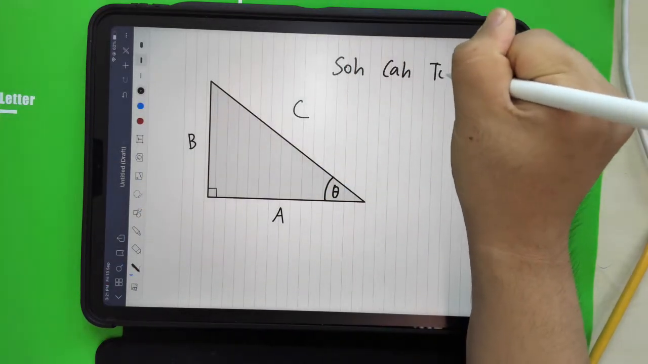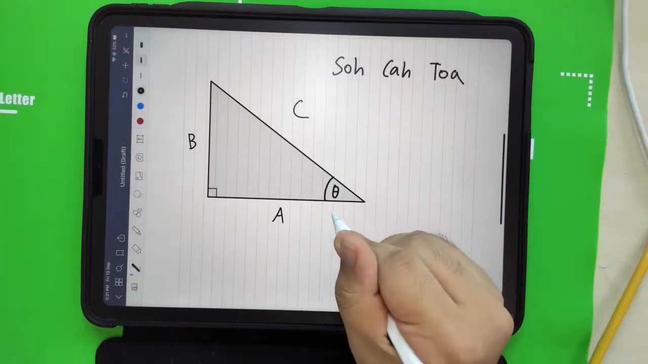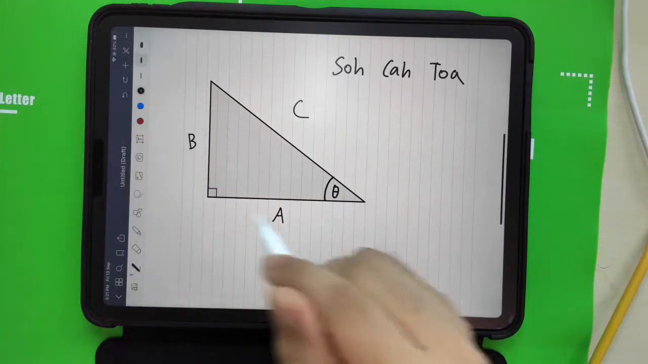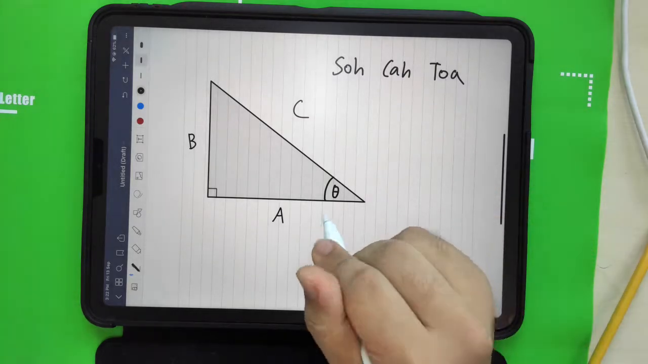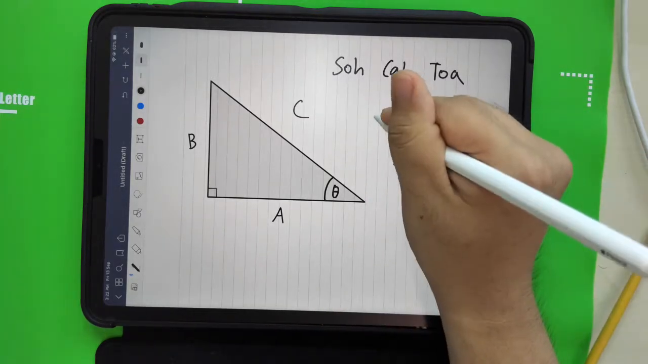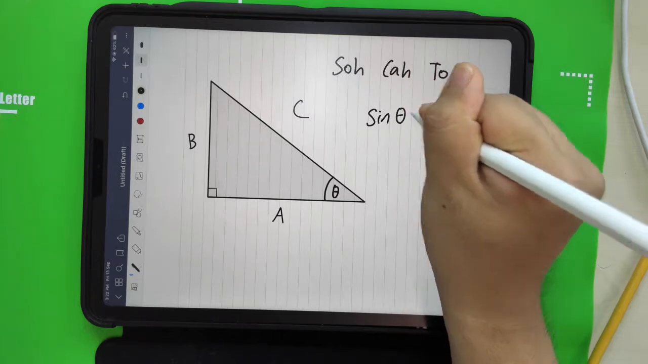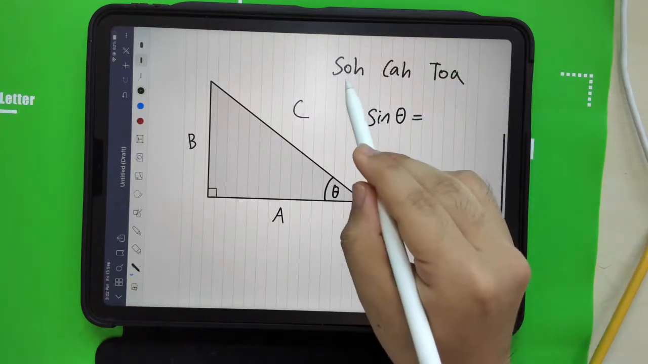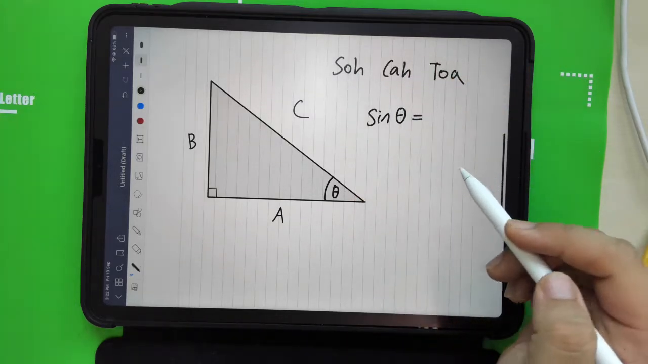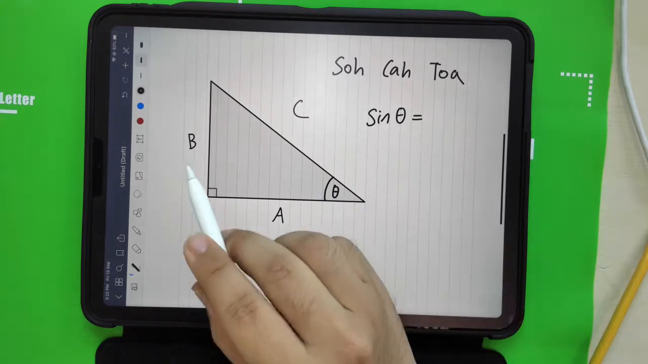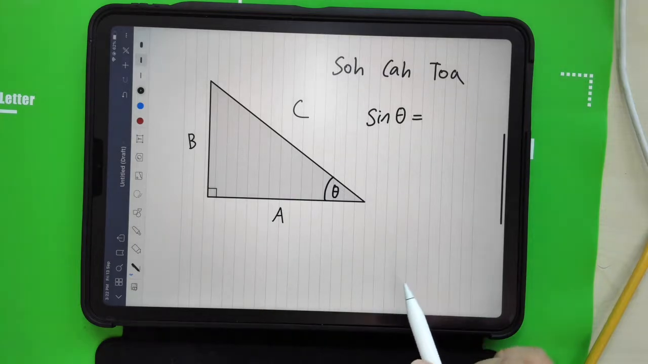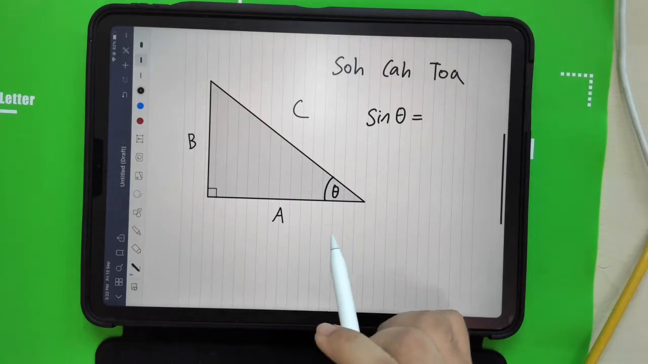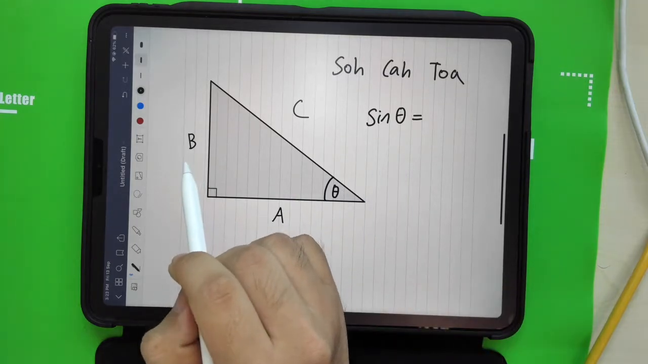SOH CAH TOA. These refer to this angle here. And what this means is that if we want to calculate the sine of this angle, sine theta is equal to the opposite over hypotenuse. The opposite of this angle here would be B, and the hypotenuse is always the longest side of a right-angled triangle. So in this case, sine theta equals opposite, which is B, over C.